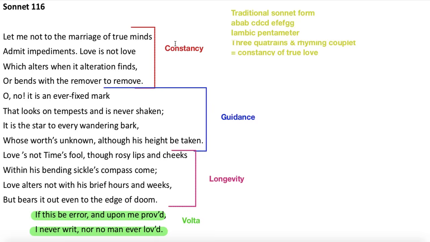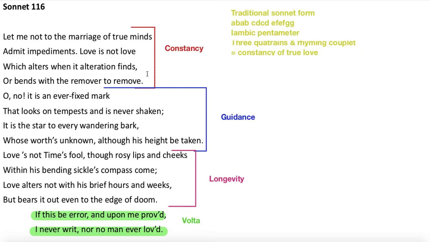I would argue that all of this, following the traditional sonnet form so closely, highlights the constancy of true love. It wouldn't be enough just to talk about, for instance, it has 3 quatrains and a rhyming couplet. You need to also talk about the effect of that. So I would argue that the 3 quatrains focus on something different about love.